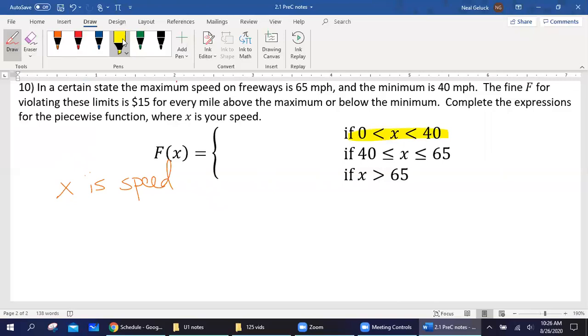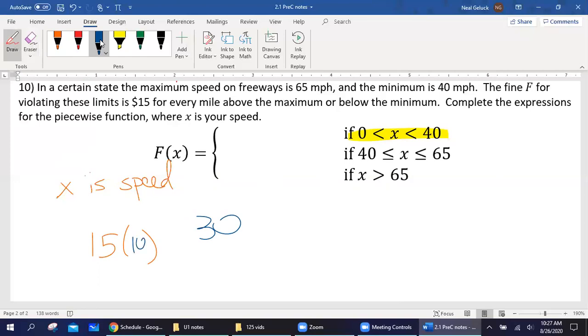Well, what some students might say, which is a good starting place, is oh, it's $15 per mile. So 15 times x. That doesn't quite work because it's how many miles under 40 am I going? So for example, if I was going 38 miles per hour, that's 2 miles below the minimum. So it would be a 15 times 2 fine. If I was going 30 miles an hour, that's 10 below, so it'd be 15 times 10.